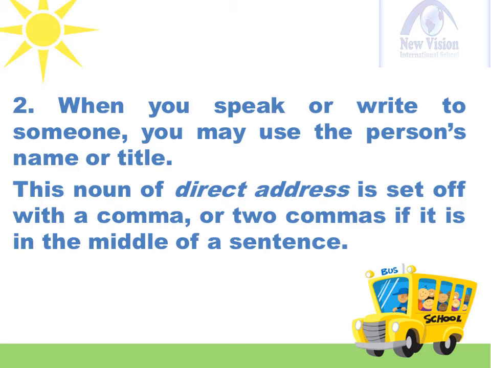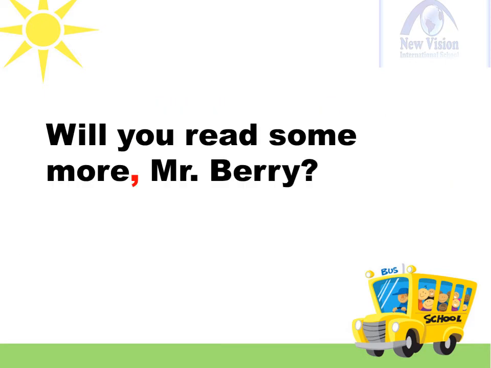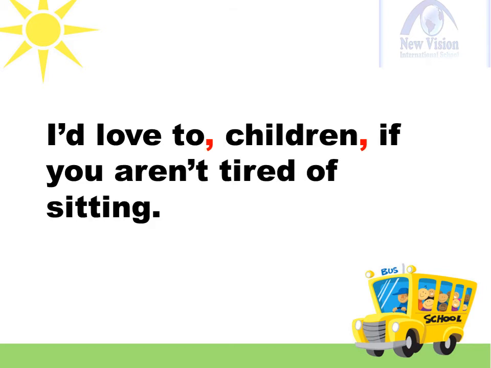Number 2. When you speak or write to someone, you may use the person's name or title. This noun of direct address is set off with a comma, or two commas if it is in the middle of a sentence. Example: Will you read some more, Mr. Barry? I'd love to. Children, if you aren't tired of sitting.